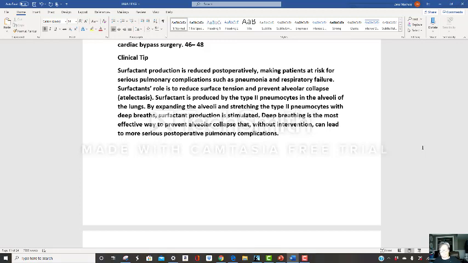Atelectasis. Surfactant is produced by the type 2 pneumocytes in the alveoli of the lungs. By expanding the alveoli and stretching the type 2 pneumocytes with deep breaths, surfactant production is stimulated. Deep breathing is the most effective way to prevent alveolar collapse that, without intervention, can lead to more serious post-operative pulmonary complications.